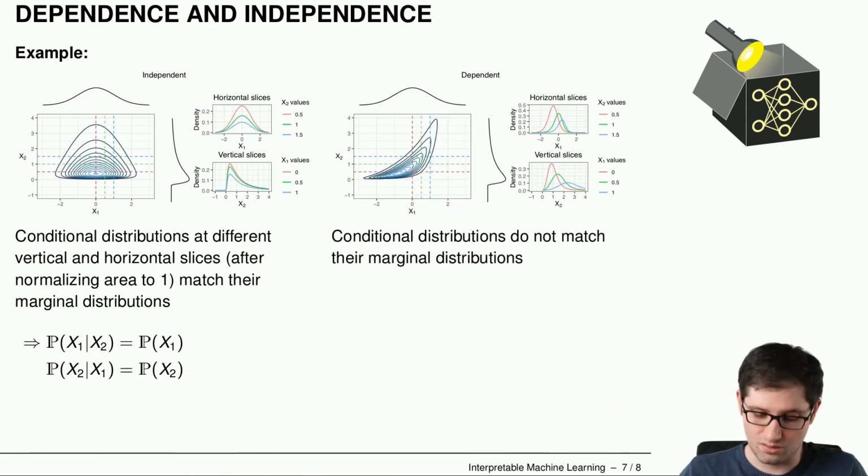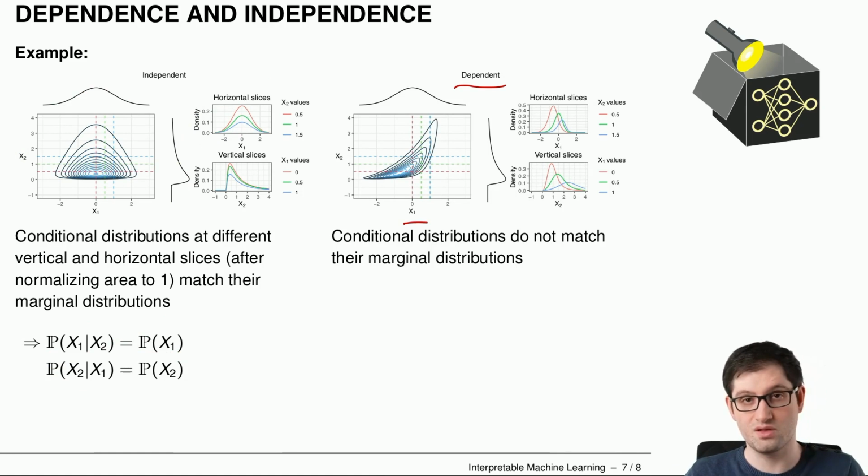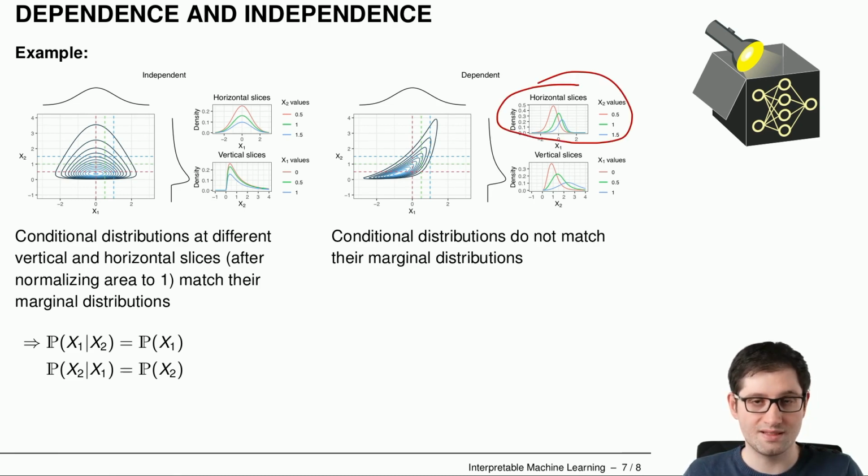For the case of dependent random variables, we can see here that there seems to be a trend: for increasing values of x1, it seems that we also have increasing values of x2. If we do the same procedure here, we can directly see that the conditional distributions do not match the marginal distribution because they are shifted.